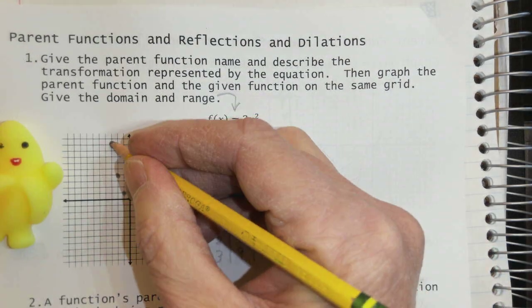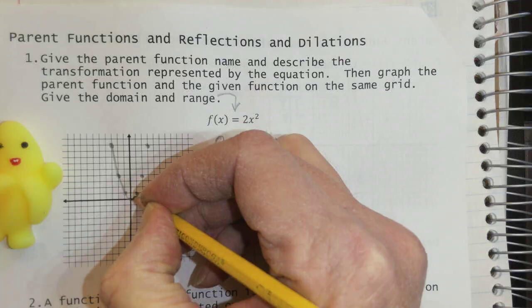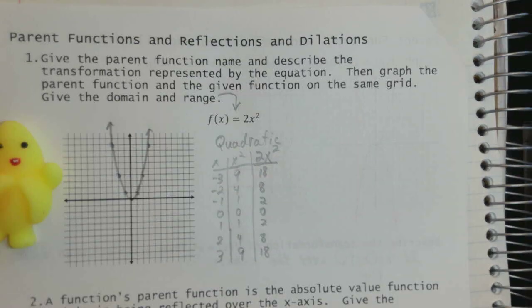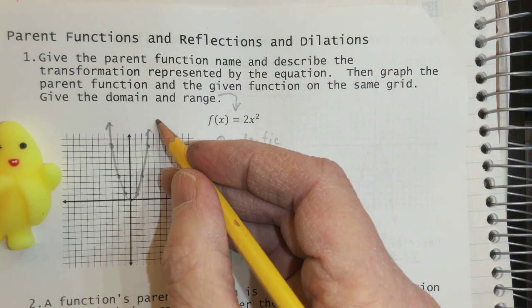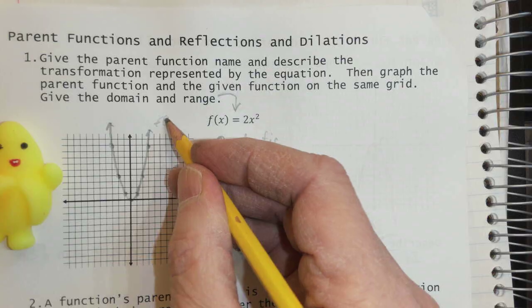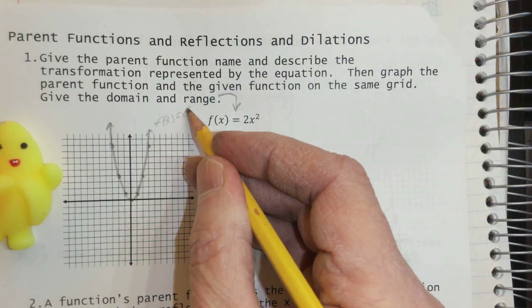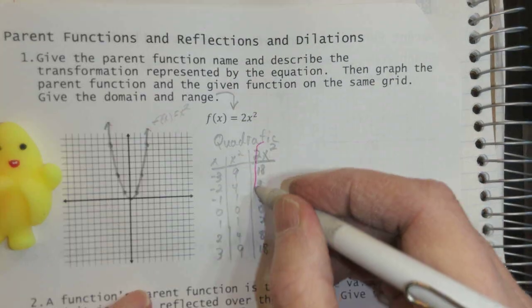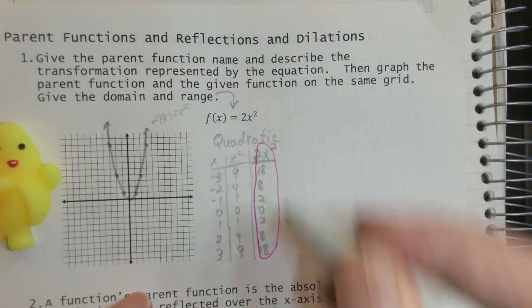Okay, so here is, all right, there's our parent function. That's f of x equals x squared. Just write it beside it there. All right, I'm going to change colors. If you have that ability and you'd like to, that's fine. You can do that.